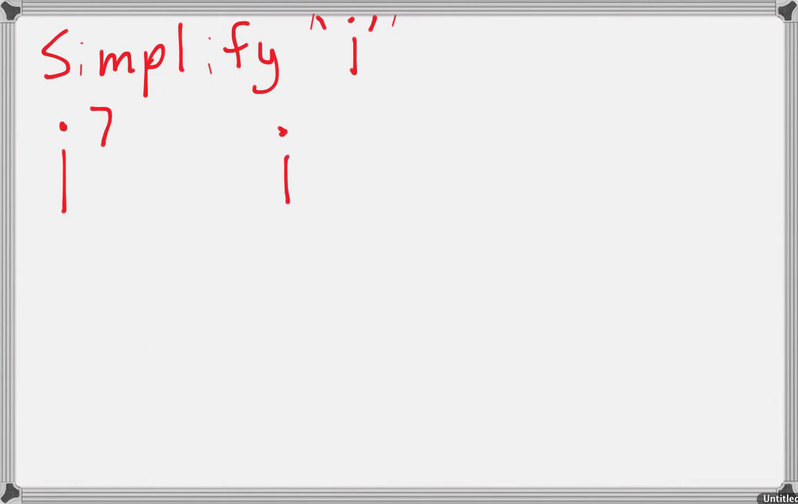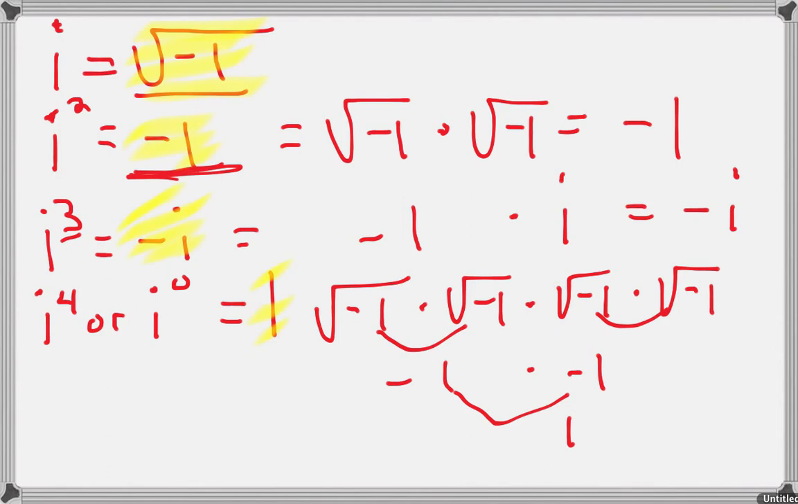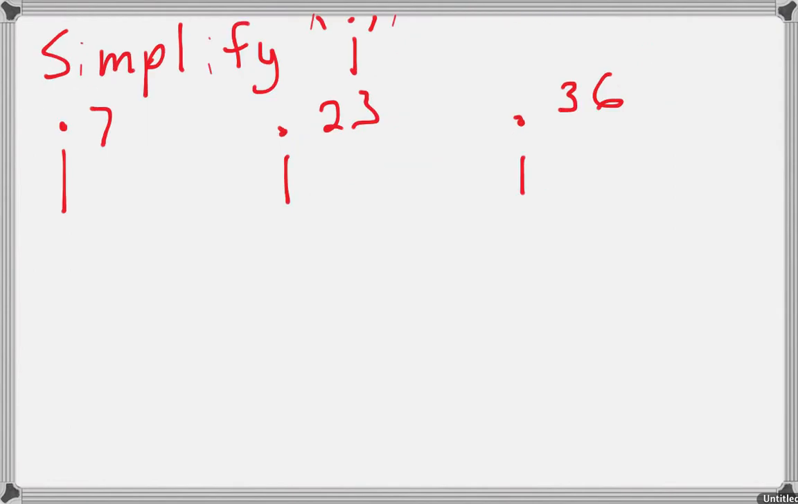One more example. Let's say we had to simplify i real quick. Alright, this won't take very long, guys. Let's take i to the 7th power, i to the 23rd power, and i to the 36th power. Now, we know what i to the first is, or i. We know what i squared is. We know what i to the third. We know i to the fourth. Okay? Now, I'm going to use that and apply it to simplify these three problems.